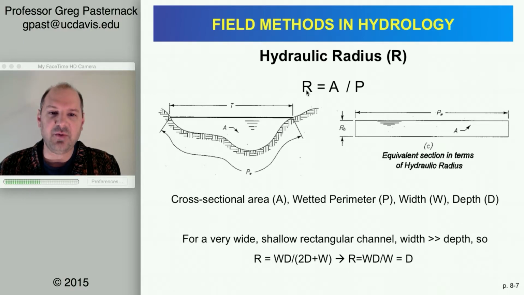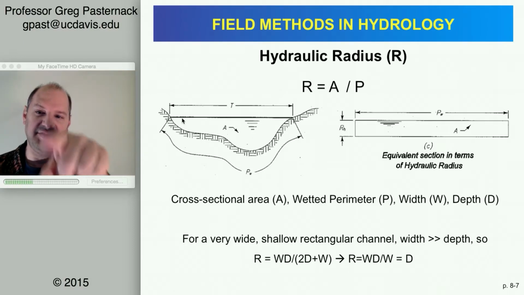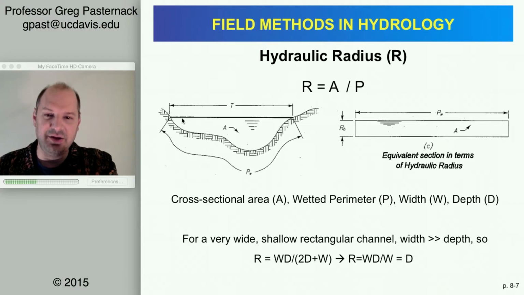So we define the hydraulic radius as cross-sectional area divided by wetted perimeter. On the left we have an image that's kind of like a natural channel. We've got the bed of the river, and then you can imagine that there's water inside of that. What you can see here is the river is going in and out of the page, and this is a slice through that, and you're looking at that cross-section.